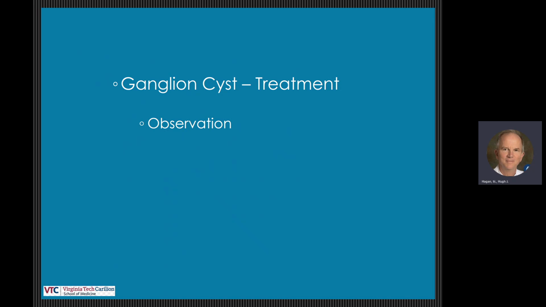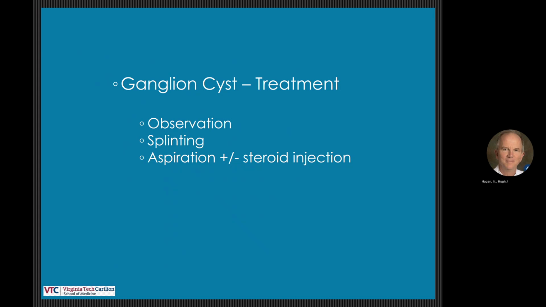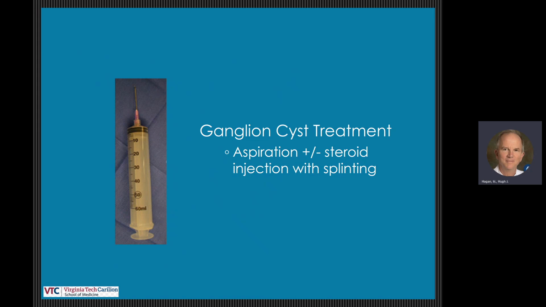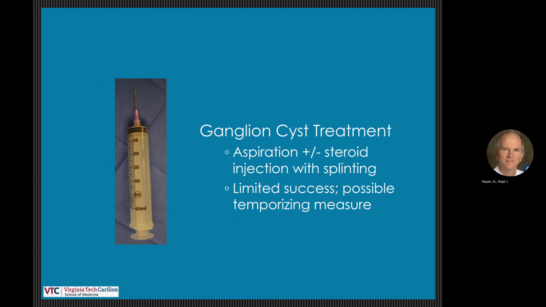Treatment of ganglion cysts can be observation, splinting, aspiration with or without steroid injections, rupture, as in with a book, which works reasonably well with dorsal carpal cysts, and surgical excision. Aspiration of ganglion cysts with or without steroids combined with splinting might be successful in some patients, but it really meets with rather limited success in my practice. It is possible that you can use this as a temporizing measure.